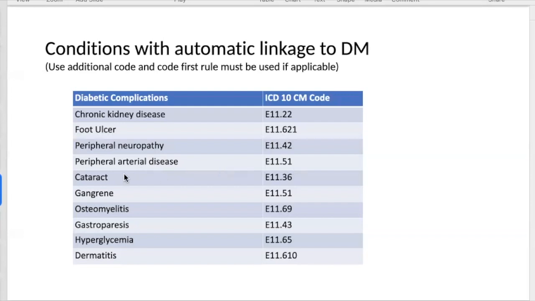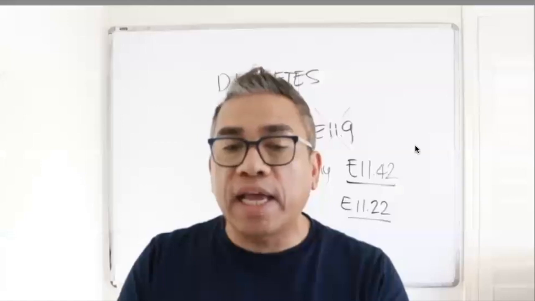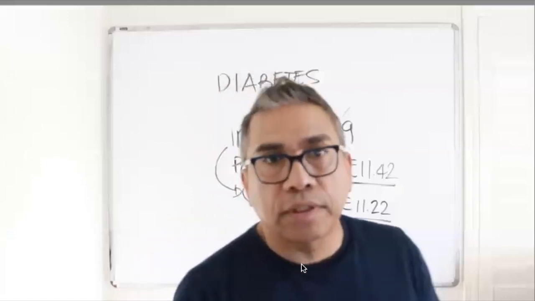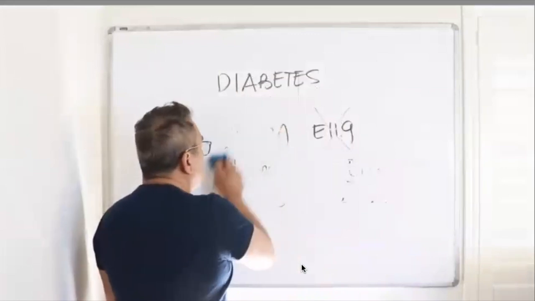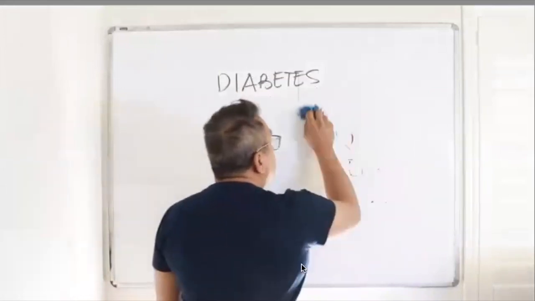Patient is diabetic, also has a cataract. The doctor does not need to link the diabetes and cataract. The combination code is E11.36. So you see, guys, these are the different ways to code diabetes. This is the reason why if you look for a diabetes code on Google, you will most likely get a lot of codes, because they are all diabetic codes.